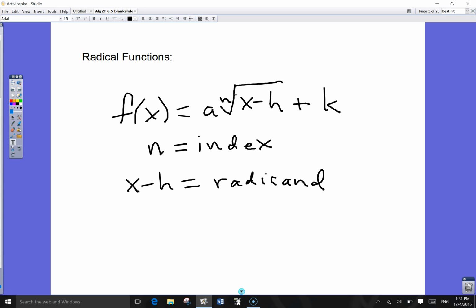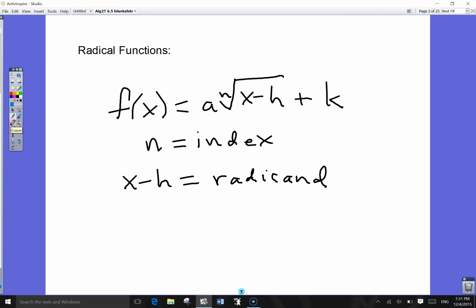And we should recognize this notation right here. It's pretty much how we transformed the graphs of other functions before this. By multiplying by a number, we stretched or shrank. If the a was negative, we flipped across the x-axis. By adding or subtracting inside the function, we moved it left or right. Minus means right. By adding or subtracting after the function, we moved up or down. Plus means up.